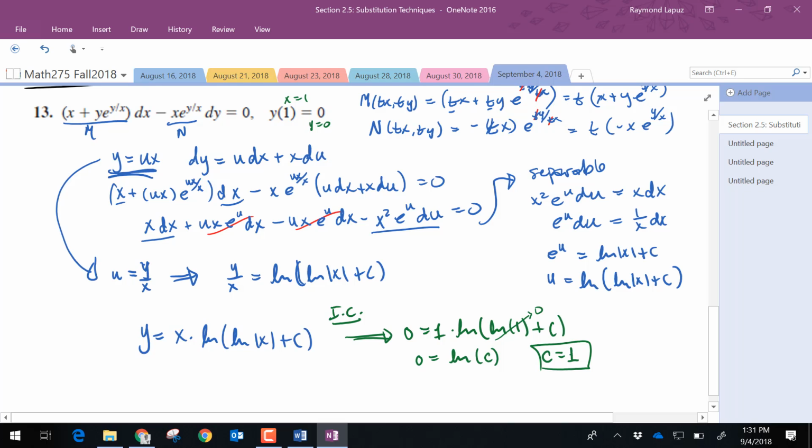So that's your constant, and then your final answer. This is your particular solution. Instead of being your general solution, now that we've incorporated our initial condition, we have our particular solution: y equals x times ln of ln x plus 1.